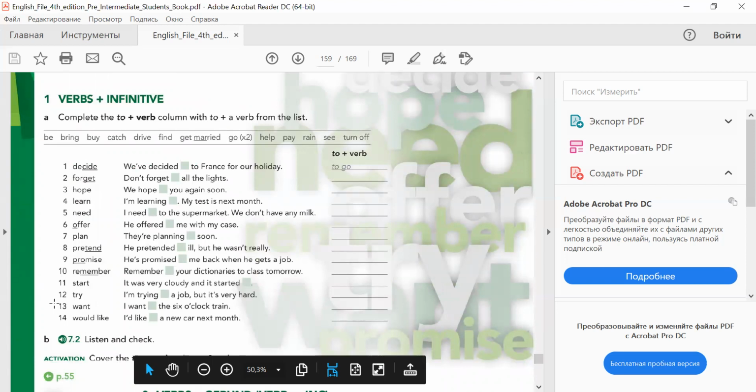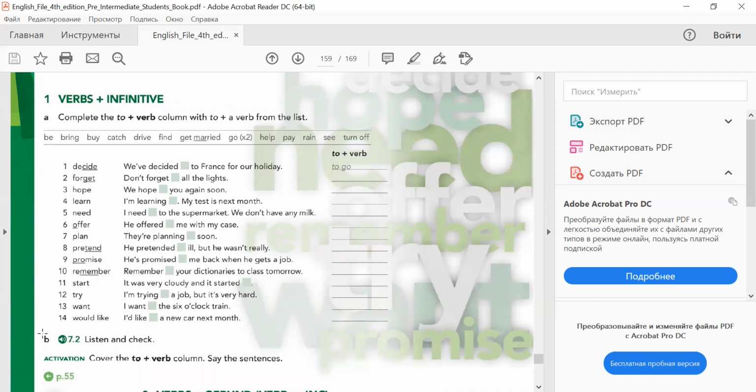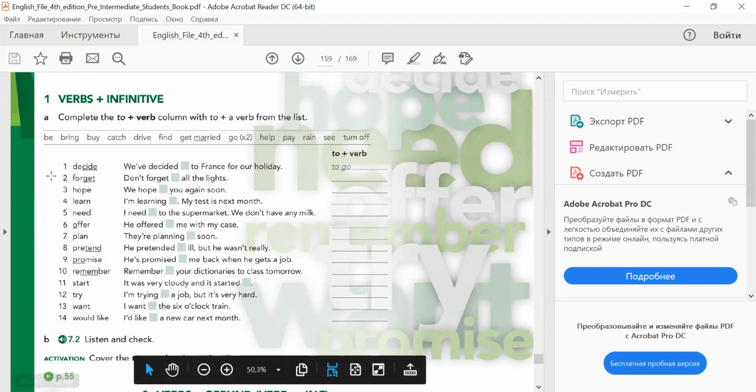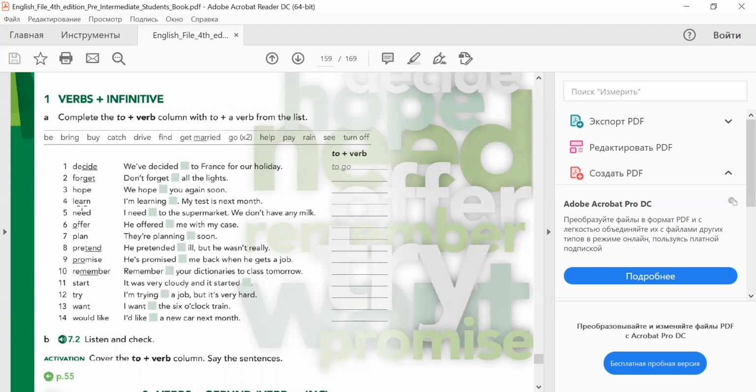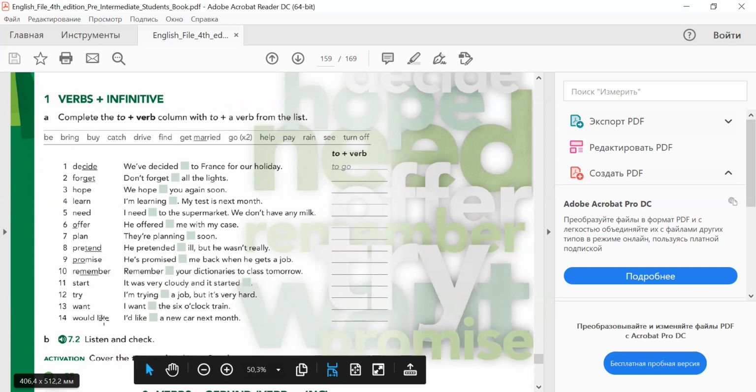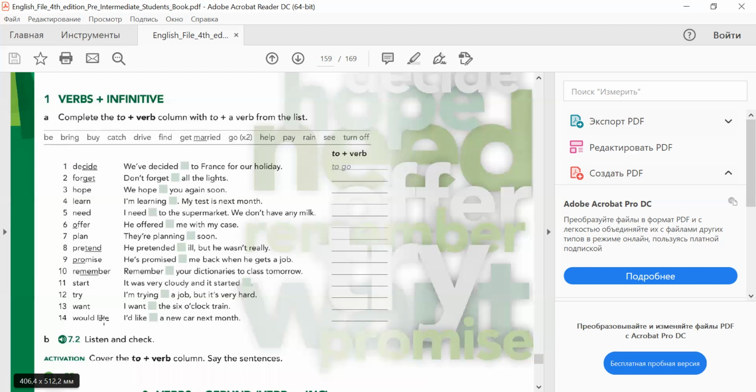Вот эти глаголы, о которых мы говорили. Ранее упоминались глаголы want, need, try. Здесь их большой список, 14 глаголов. So, let's look. Decide, forget, hope, learn, need, offer, plan, pretend, promise, remember, start, try, want, and would like. Please remember these verbs, and if you have time, you can write them down into your copybooks to remember that these verbs are used with infinitives.